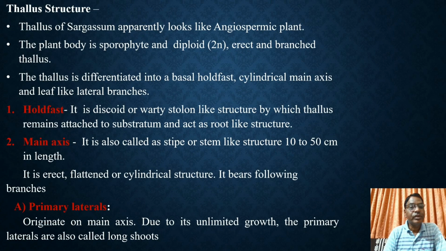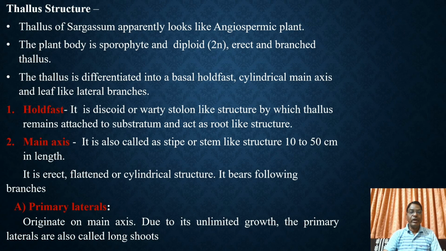So the second point of the life cycle study is thallus structure. The thallus of Sargassum apparently looks like an angiospermic plant, as this algal thallus has root-like, stem-like, and leaf-like appendages or branches, and therefore, though a member of algae, the thallus apparently looks like an angiospermic plant. This multicellular thallus is a sporophyte and diploid one.